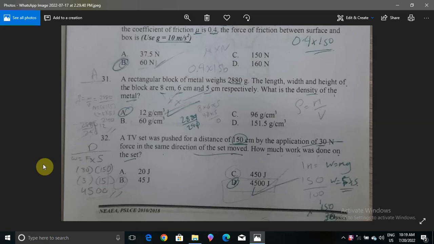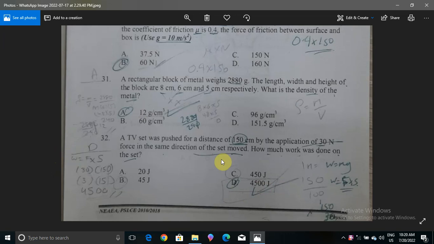Okay, now question number 32. A TV set was pushed for a distance of 150 cm by the application of 30 Newton force in the same direction as the set moved. How much work was done on the set? First of all, we know that work is equal to force times S, which is distance. We have here Newton, which is force, and centimeter, which is distance. Then 150 times 30 is 4500 joule, which is choice D.